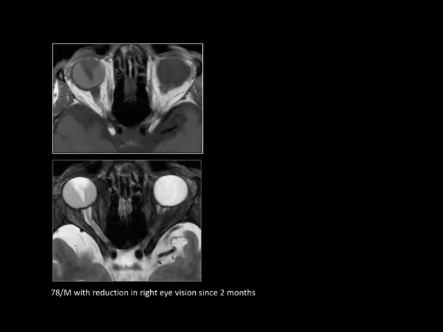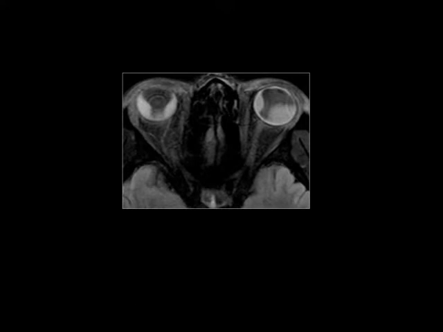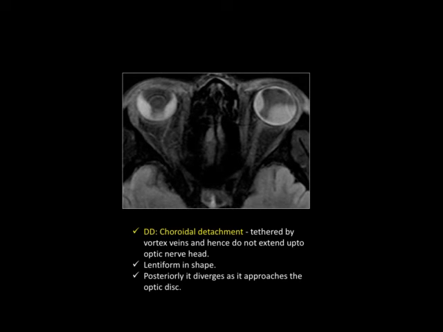So this is retinal detachment. And how is the optic nerve? Basically, this patient had optic neuritis along with retinal hemorrhage. You have to look at it: if it is V-shaped, it is retinal detachment, and the apex is at the optic nerve head. Choroidal detachment would be lentiform shaped and would not end at the optic nerve head.